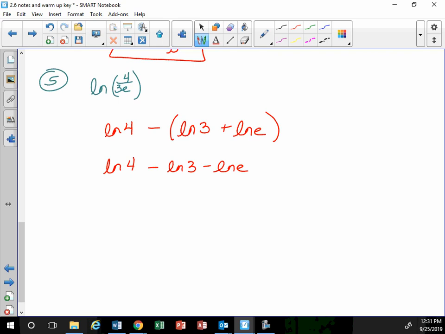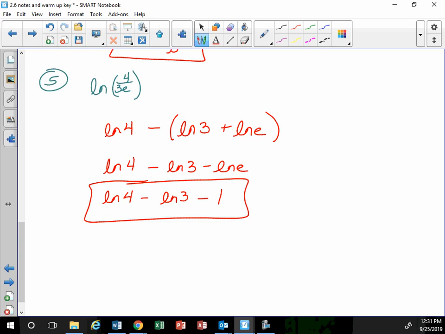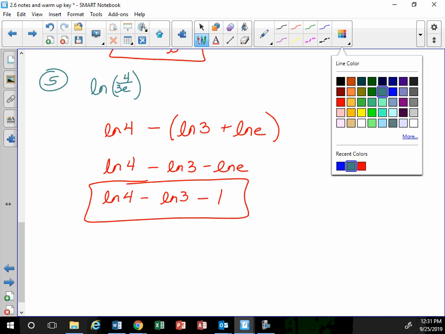Is that where you were going? Yeah, okay. And what is natural log of e? Good. So natural log of 4 minus natural log of 3 minus 1. That is your actual answer. All right, so when you're expanding and condensing, anything from the denominator should have a negative coefficient. And when you're trying to put it back together, anything that's got a negative coefficient will end up in the denominator. Okay. All right, let's try another one.